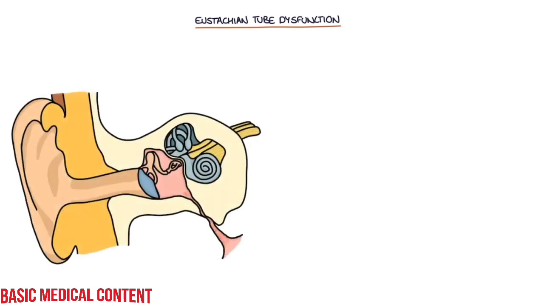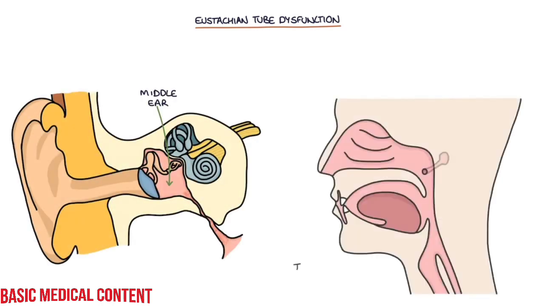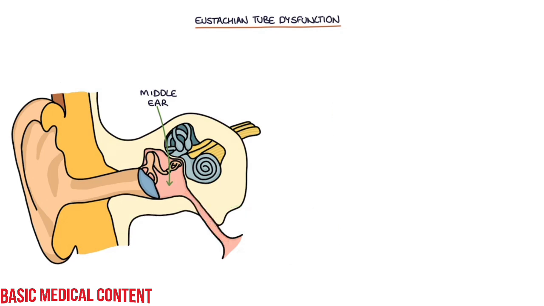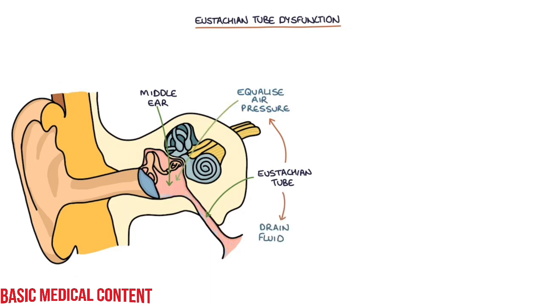In this video, I'm going to be going through Eustachian tube dysfunction. Eustachian tube dysfunction is when the tube between the middle ear and the throat is not functioning properly. The Eustachian tube is mainly present to equalize the air in the middle ear and to drain fluid from the middle ear.